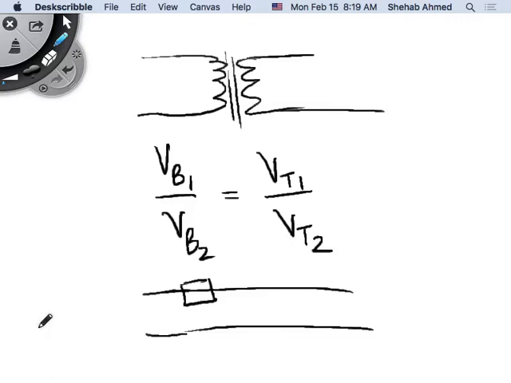What I'm saying now is this is still valid for star-star transformers or delta-delta transformers. But if you have a system with a delta-star or a star-delta transformer, then I don't have only magnitudes to deal with like I had here. It's not a simple magnitude anymore. I have a phase shift between the primary and the secondary.